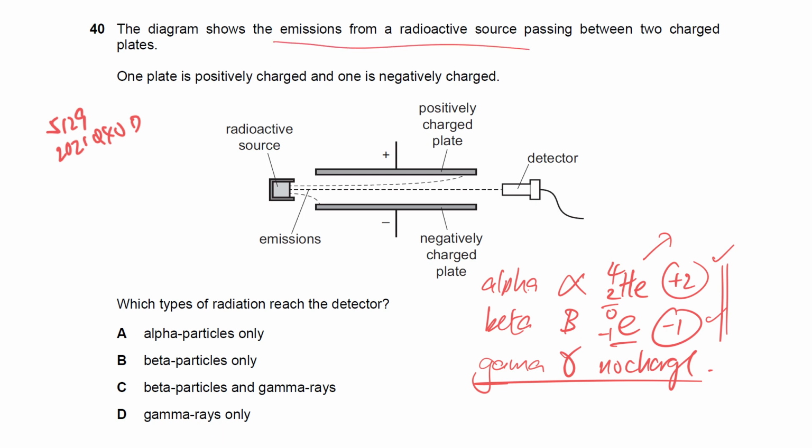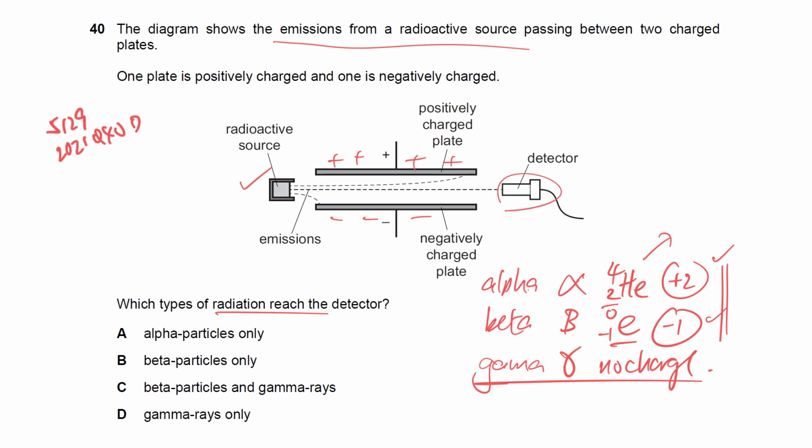You have an emission from a radioactive source over here on the left, and it will pass through the 2 charge plates. So this is the positive plate and this is the negative plate. The emission will pass through an electric field, and they ask you what types of radiation reach the detector. The detector is just placed on the right hand side here.